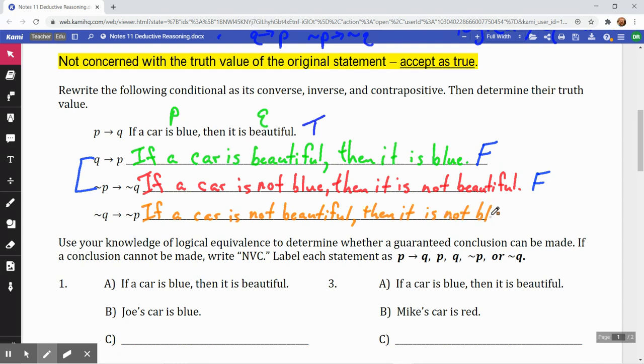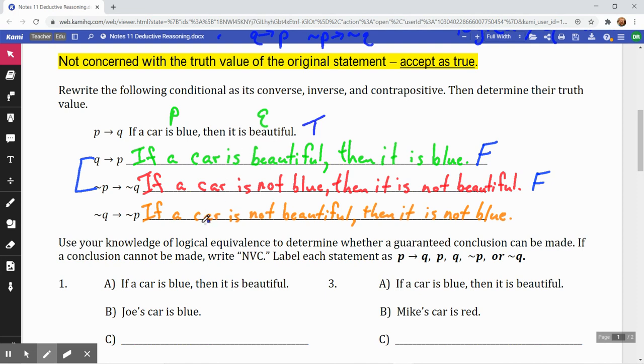Okay, so we have the contrapositive. Now it's time to interpret that. And as we read it, here's what we were given. We're going to compare it to what we know. We know that a blue car is beautiful. That's a guarantee that we were given in the beginning.